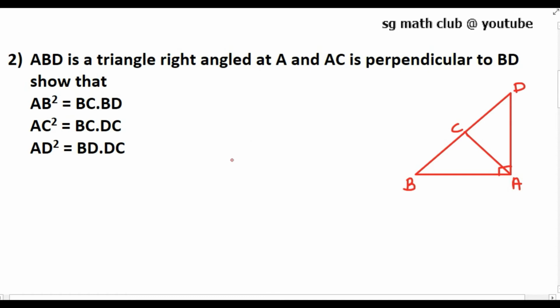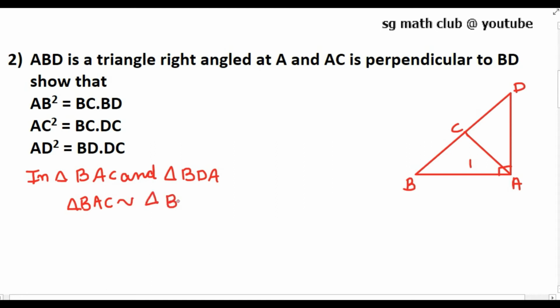So I am going to take the triangle. For the first one, I will take the triangle BAC and the triangle BDA, that is BAC, the full triangle, and the triangle BDA, because I want the sides BC and BD, so I have taken like this. Now these two triangles are similar. BAC is similar to BDA by AA similarity criteria.